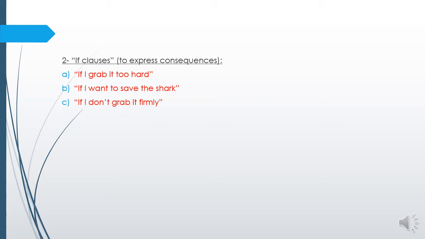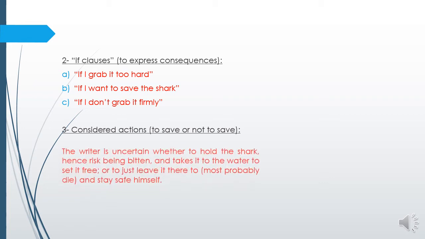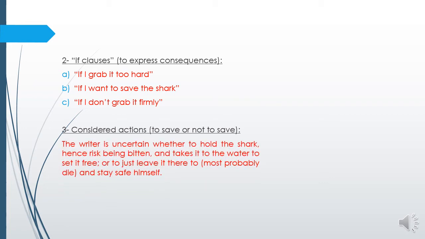Which leads us to the third technique used, that is the consideration of actions to save or not to save the shark. The writer is uncertain whether to hold the shark, hence risk being bitten, and takes it to the water to set it free, or to just leave it there to most probably die and stay safe himself. He's between, like they say, a rock and a hard place. Should he risk his own safety for the shark's life, or should he maintain his safety and let the shark die?